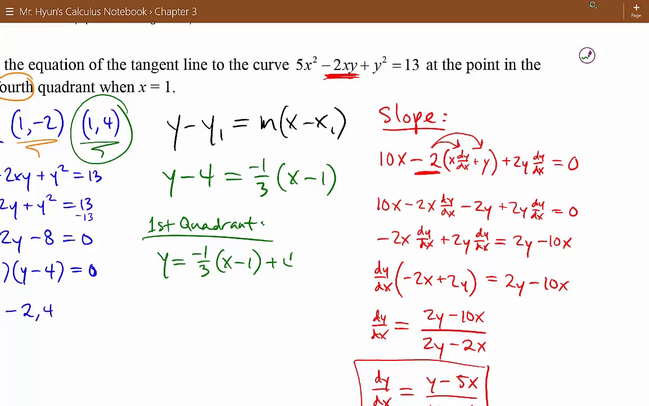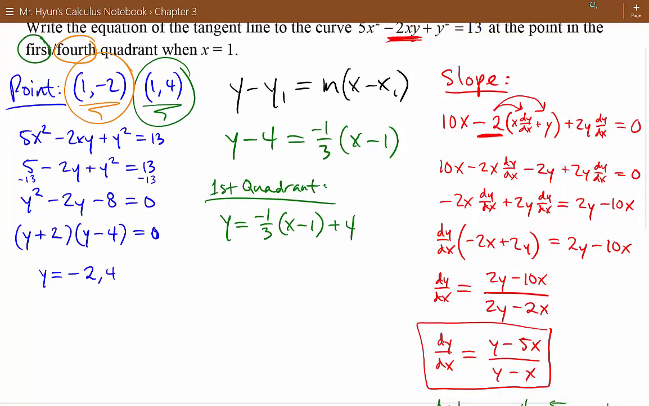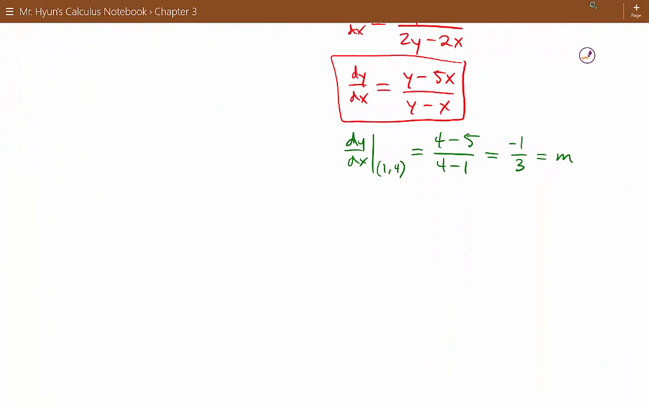So in the first quadrant, our answer for our tangent line would be y equals negative 1/3 quantity x minus 1 plus 4. Now, if we're going to do the same problem, but now at a different point, let's use the fourth quadrant answer and use the point 1 comma negative 2. This involves finding a new slope. So dy dx at the point 1 comma negative 2 is going to involve pretty much the same calculation, except now a negative 2 gets plugged in for y, still a 1 for x, and that's going to give us negative 2 minus 1 in our denominator. This answer is going to be a negative 7 over negative 3, or a positive 7/3 for our slope of this line.